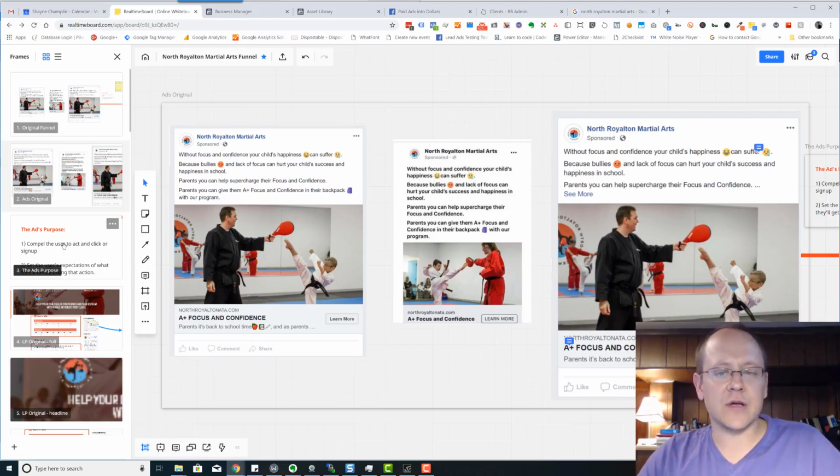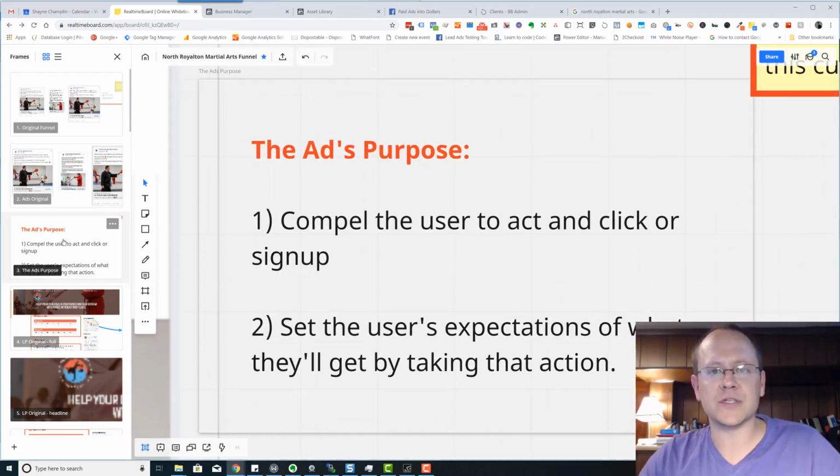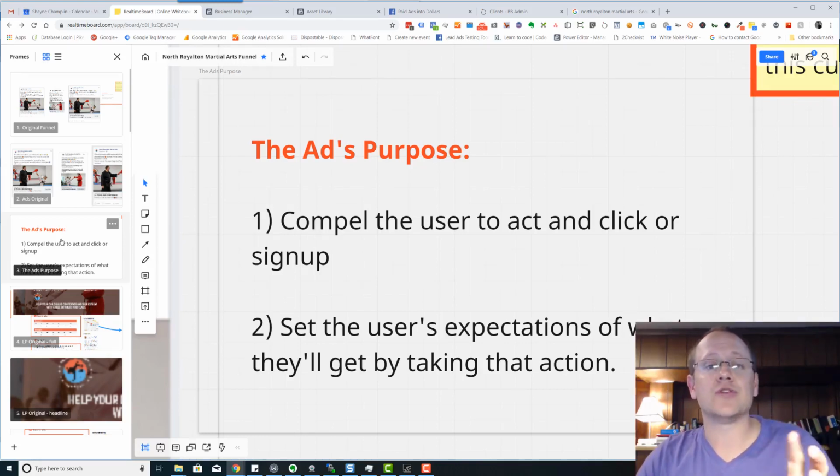Now, the first thing to look at when it comes to ads is that there are two purposes for the ad. One, you want to compel the user to act and click, to sign up, to visit, to do whatever, right? So the ad needs to pique their interest, pique curiosity, and get them to click based on something valuable to them. And the ad should also disqualify people for whom this was not appropriate, if at all possible. So you want to call out the people that you want.